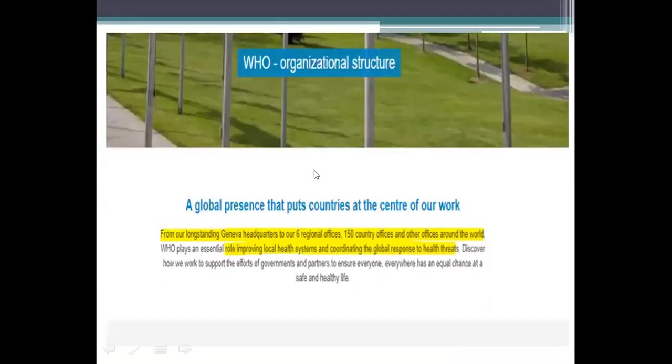WHO organizational structure: a global presence that puts countries at the center of our work. It includes the long-standing Geneva headquarters, 6 regional offices, 150 country offices and other offices around the world. WHO plays an essential role in improving local health systems and coordinating the global response to health threats.